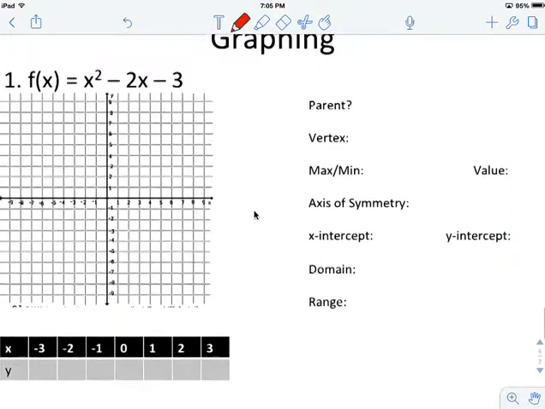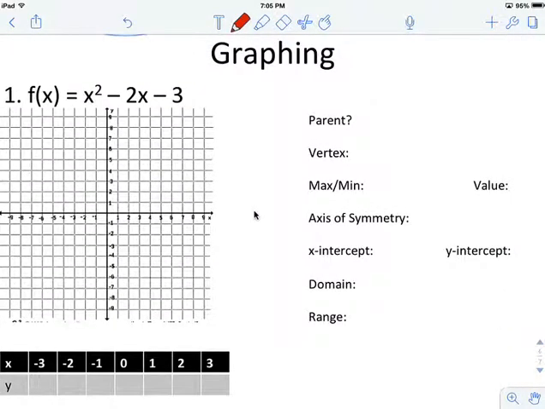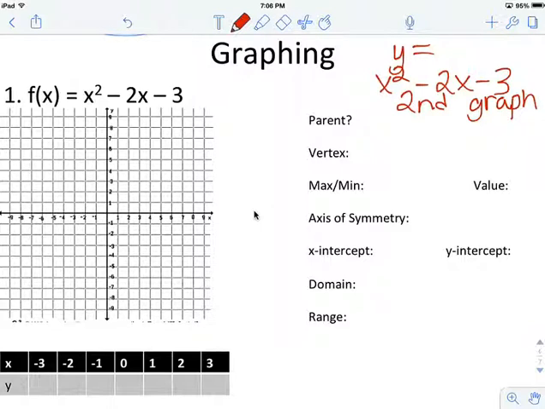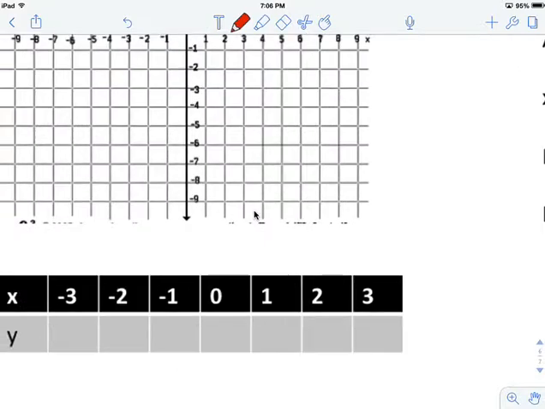Now, for the next one, we're going to graph x squared minus 2x minus 3. So your very first step is to go into your calculator and hit y equals. Once you've hit y equals, clear whatever is there, and you're going to type in x squared minus 2x minus 3. Then you're going to hit second graph to pull up your table. Now, this one is not the parent function, so we can go ahead and say no for the very first question. Once you have the table from your calculator, we can fill this in here.